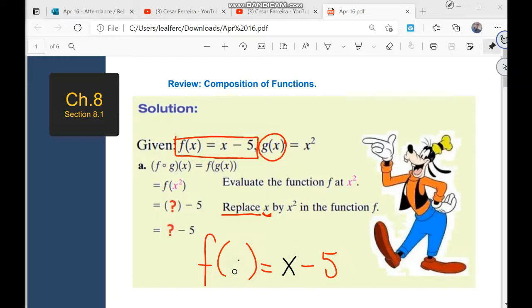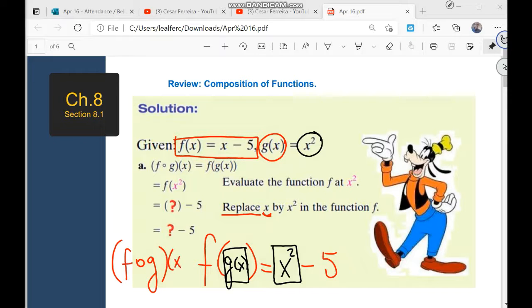Erase x here as well, and you're going to have an empty box, right? We're going to fill in the function g of x, and g of x is x squared. This is how we find f of g of x, or f compose g, by replacing x by the function g of x, which in this case equals x squared.